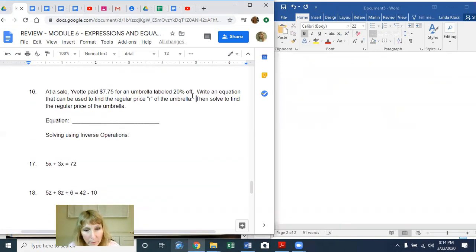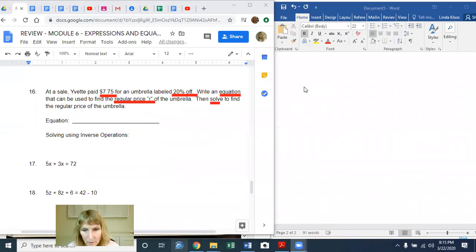Let's read the problem together, and I think I'm actually going to start underlining right away as we go. At a sale, Yvette paid $7.75 for an umbrella labeled 20% off. Write an equation, so we're going to write an equation that can be used to find the regular price R of the umbrella. And then we're going to solve to find the regular price. So then we're going to solve afterwards. So first we got to come up with an equation.